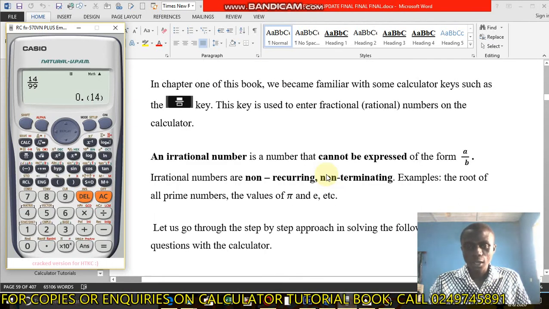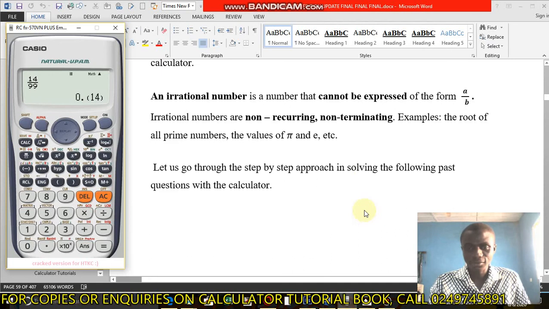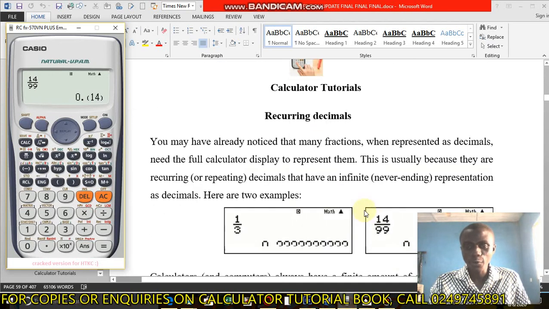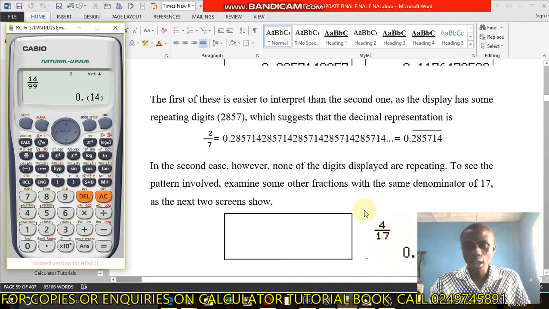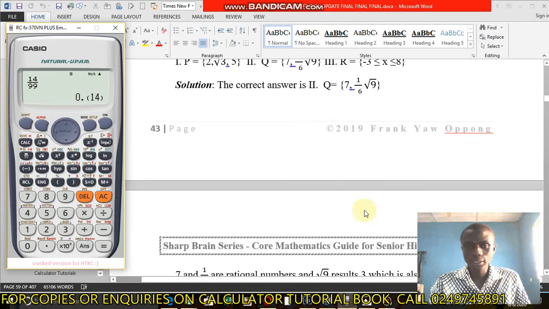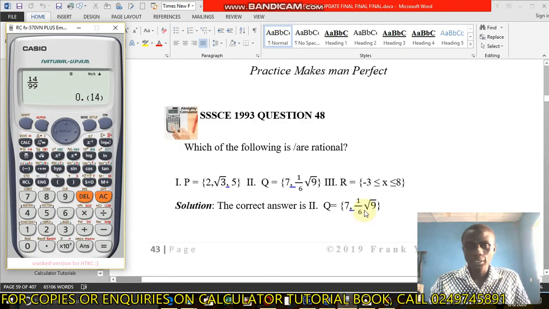And we stated some examples. Also, irrational numbers, we are saying that they are numbers that cannot be expressed in the form of what? Fraction. And they are non-recurring, non-terminating. They never recur and they never what? Terminate. Very good. Now, let's go to our past question, 1993.